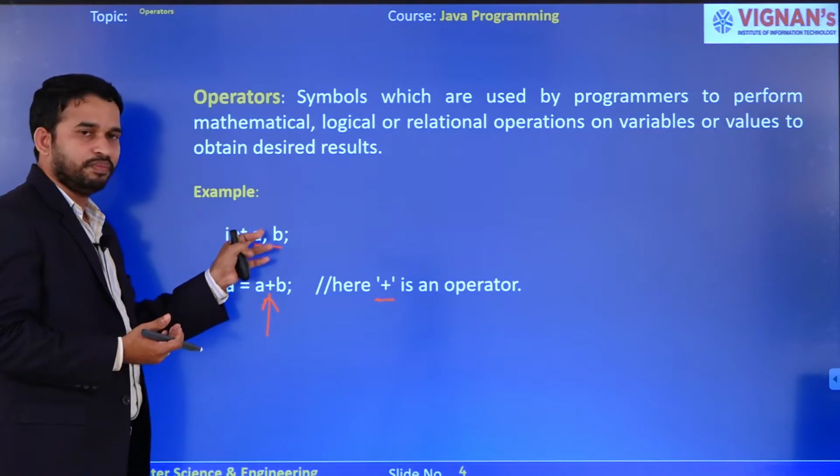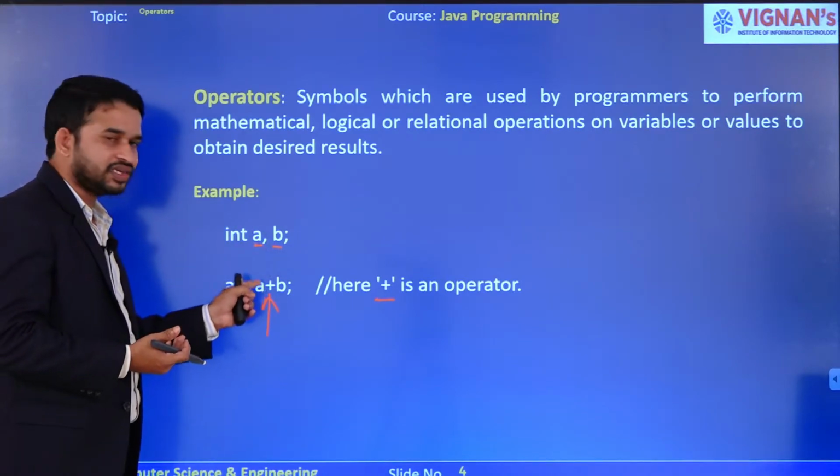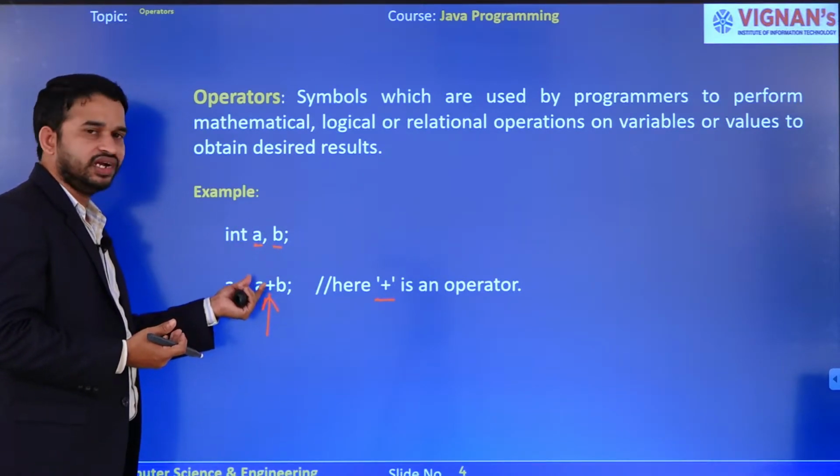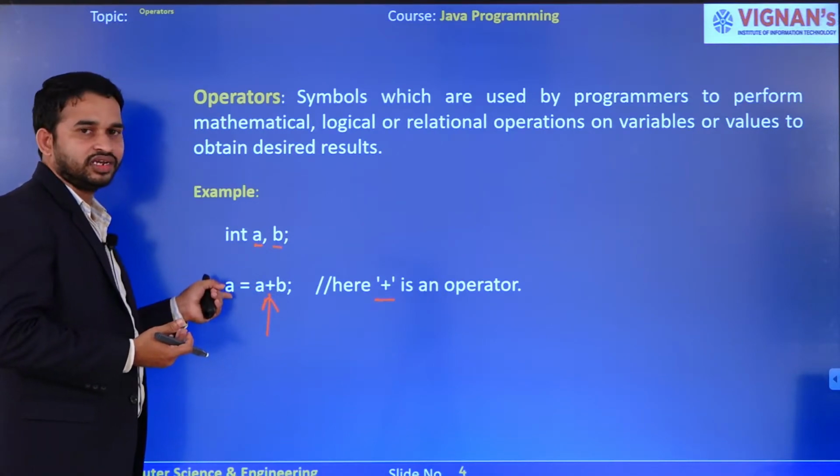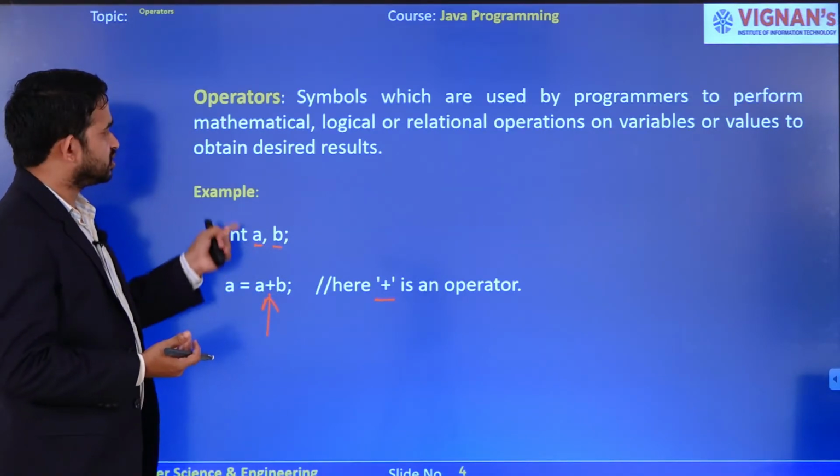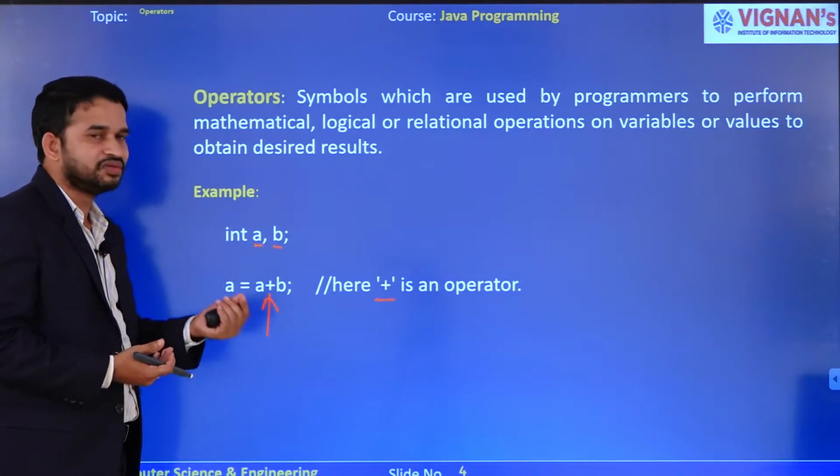Here A, B are variables. Here I am using the plus operator to perform addition. It gives the result and it is stored in the value A. So this is about a simple operator. Plus is a simple operator.